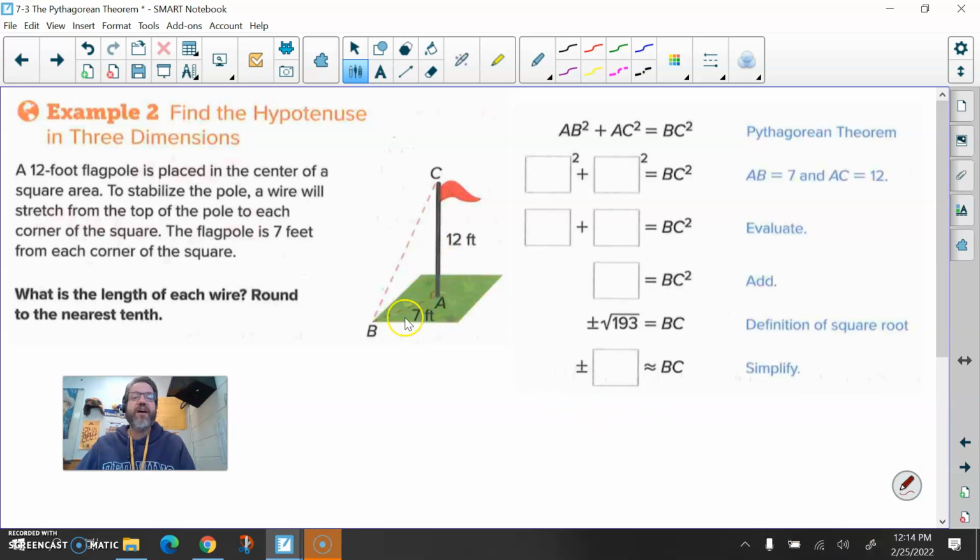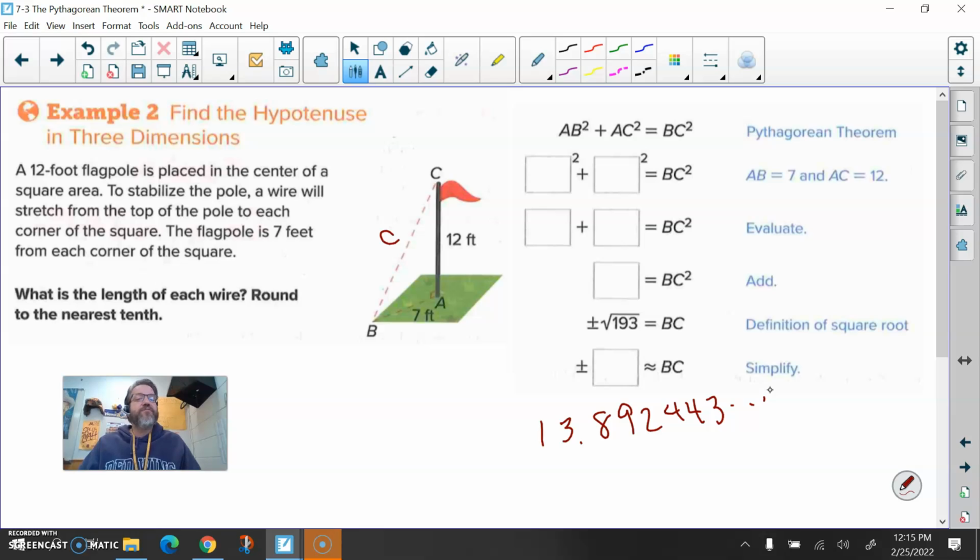Here in this example, we have the legs are given, 7 feet and 12 feet, and we're looking for the length of this stabilizing wire here, and that would be side C. So again, we would do the same thing. Notice on this one, you do get a number that's not a perfect square. So if you found the square root of 193, for example, it comes out to 13.892443, and it would keep going after that.